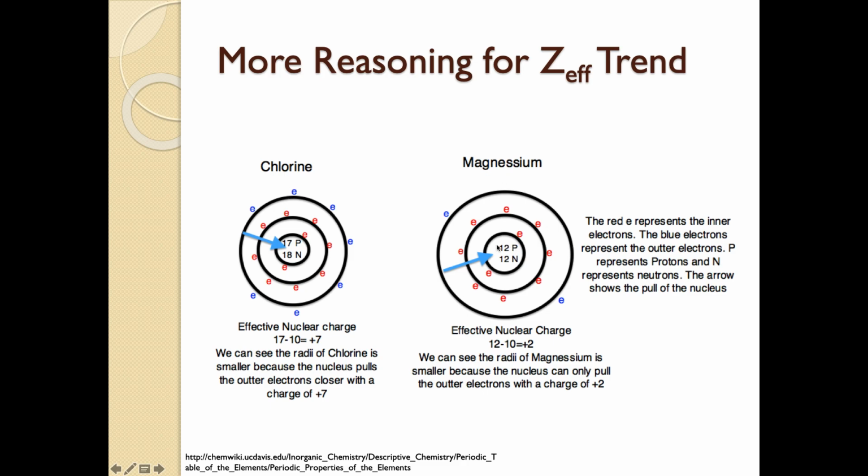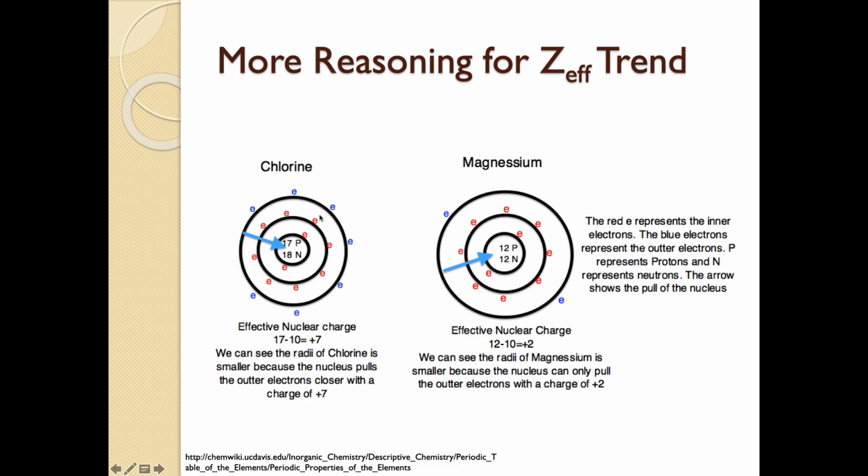For magnesium, there are only 12 protons, but it has the same 10 core electrons from the same neon noble gas core in the electron configuration. Now those outer 2 electrons that magnesium has feel much less positive charge from the nucleus. They only feel about a +2 charge pulling on them, as opposed to the +7 in chlorine, because there are so many fewer protons in the nucleus to pull on them.